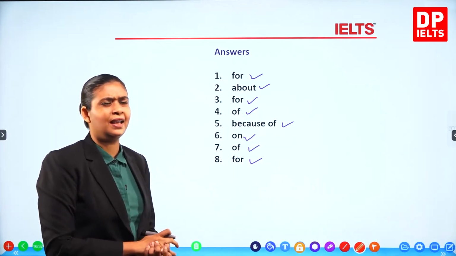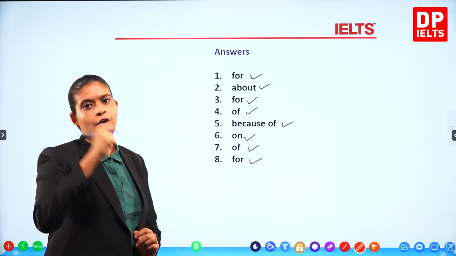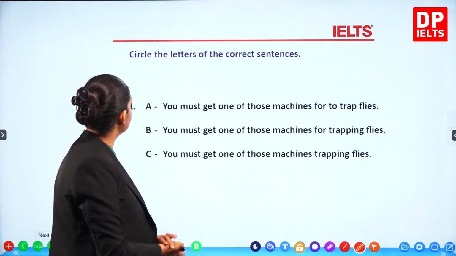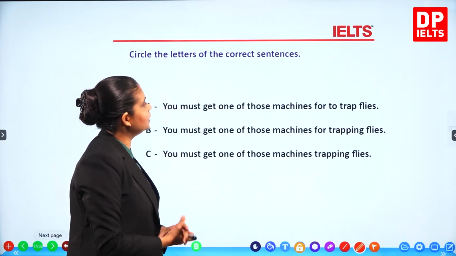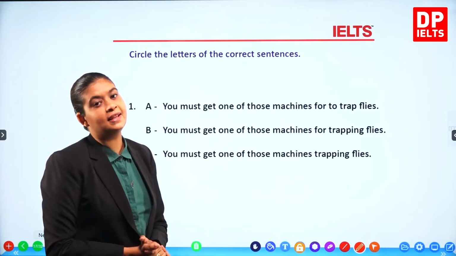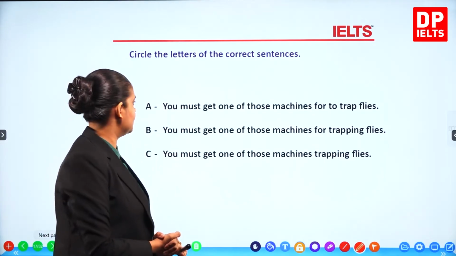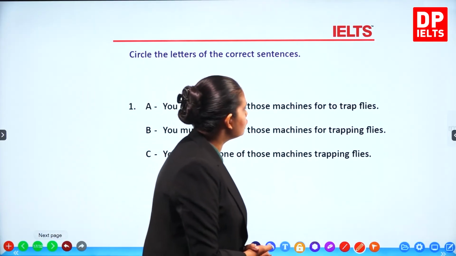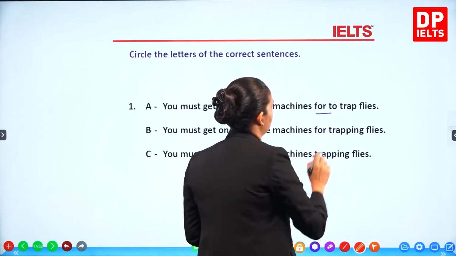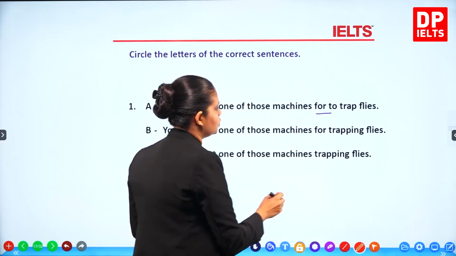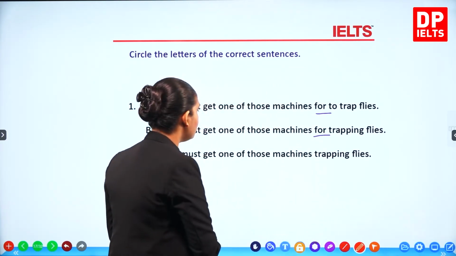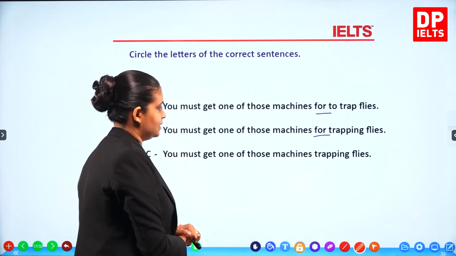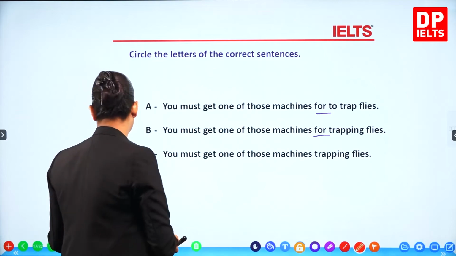So if you feel, I can't remember, why is this the answer? Go back and refer to the theory as to what I have explained before, right? Circle the letters of the correct sentences. Now, if there's only one, then the sentence. If there's more than one, sentences. You must get one of those machines to trap flies. You must get one of those machines for trapping flies. You must get one of those machines trapping flies. So which one is correct? A, B or C?